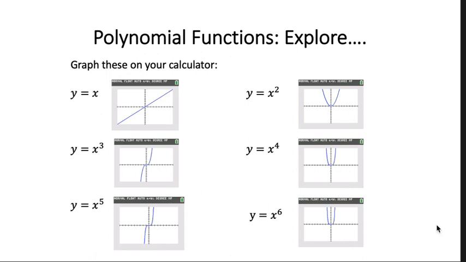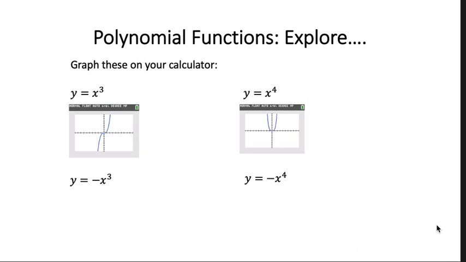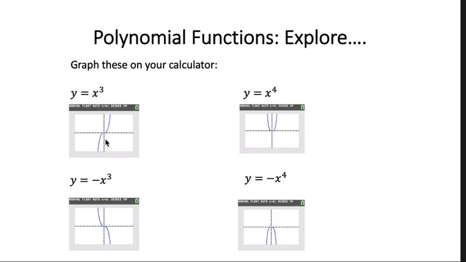Okay, now what happens when the lead coefficient is negative? So explore this on your calculator. Type y equals negative x to the 3rd and y equals negative x to the 4th, and compare them to what you have for when the coefficient is positive. So as you should have expected, the graph is reflected over the x-axis. So y equals x to the 3rd and y equals negative x to the 3rd. The only thing that happened is we flipped it, right?